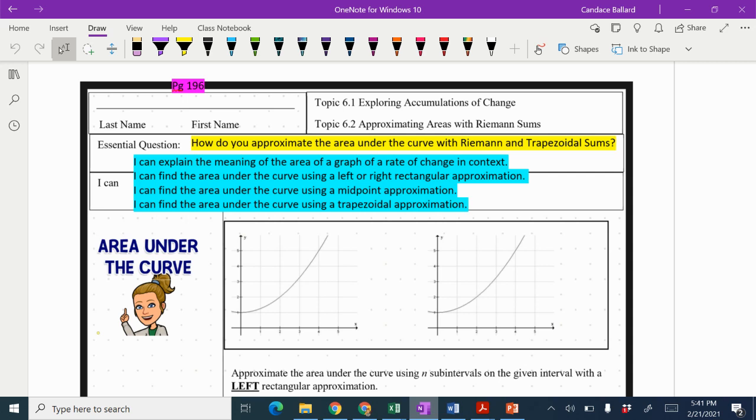In this video, we're going to be talking about topic 6.1 and 6.2 and asking the question, how do you approximate the area under the curve with Riemann and trapezoidal sums? So we have four I can statements that we're going to be looking at. So I can explain the meaning of the area of a graph of a rate of change in context.